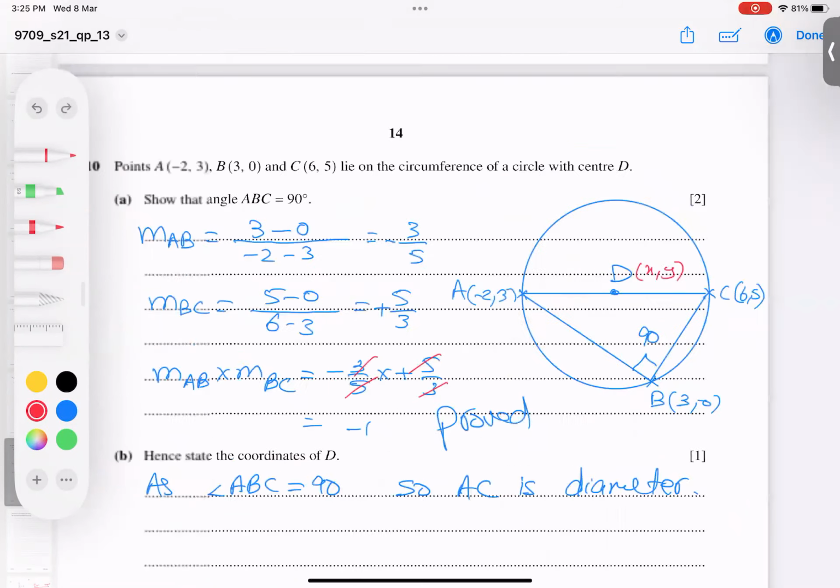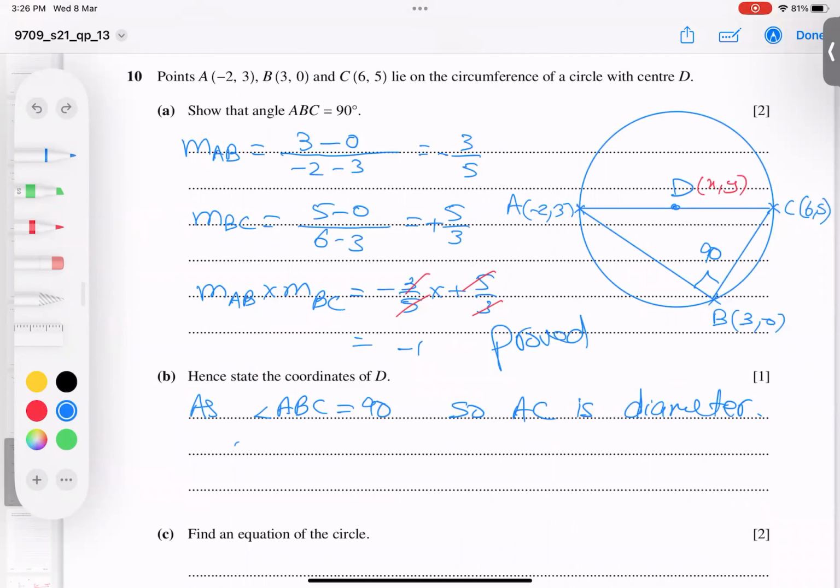I believe you're understanding the method to do it. The midpoint formula is x1 plus x2 divided by 2 and y1 plus y2 divided by 2. Although in the exam you can skip showing this formula, you can write directly even. And y1 is 3 and y2 is 5, over 2.